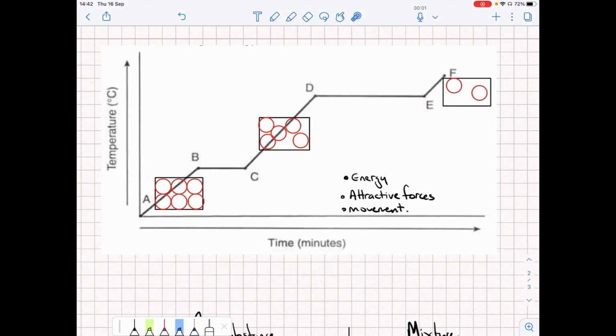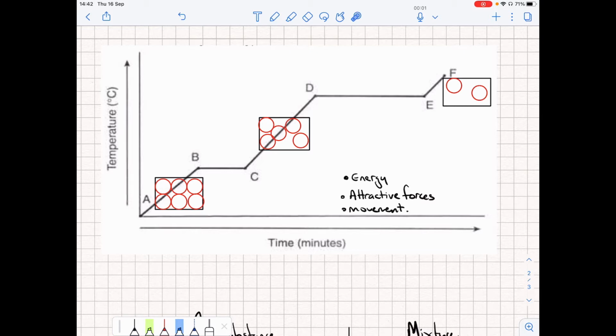Okay, in this video, we're going to have a look at a heating curve, and in particular, we're going to focus on what happens to the particles as we move on the journey through this curve. So we're starting off down here in region A to B, and in A to B, I've drawn what the particle is going to look like because this is going to be my solid state.